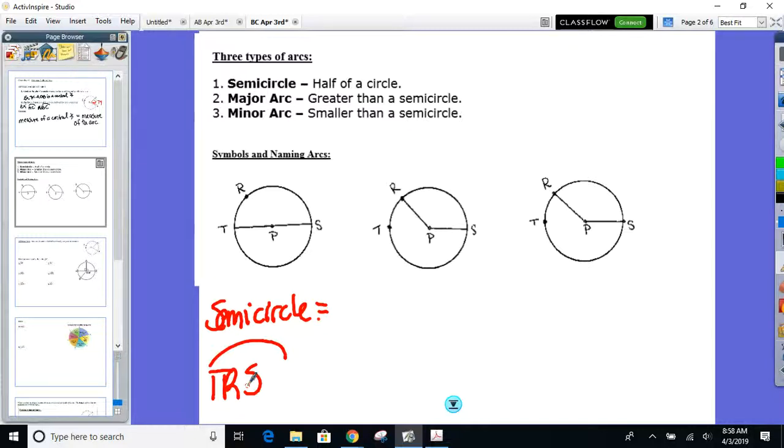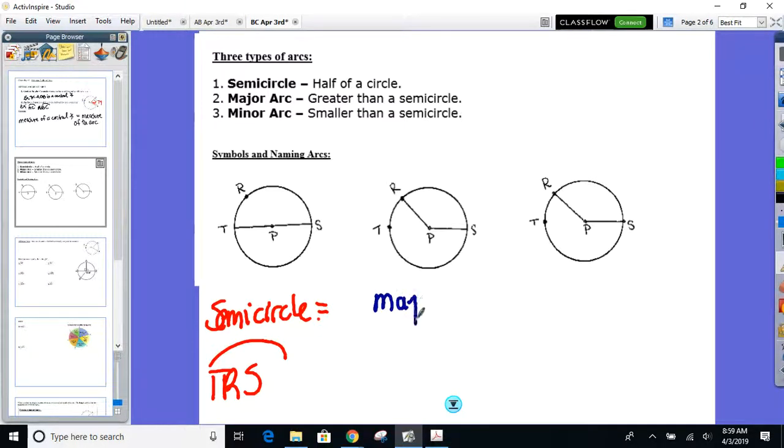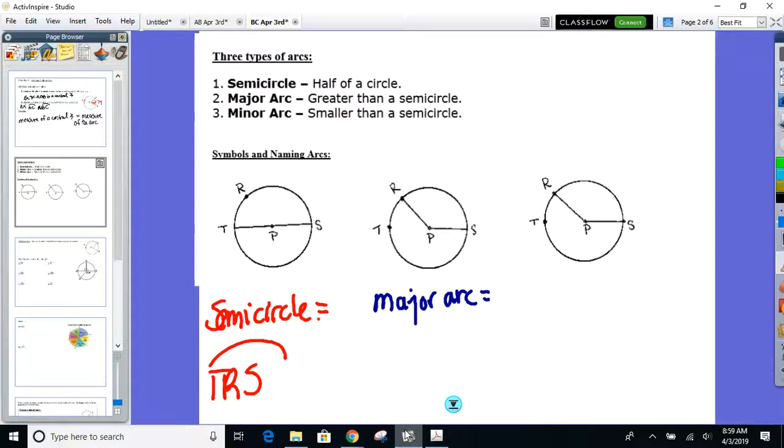What if the arc's bigger than a semicircle? I call it a major arc. Major arc. Something bigger than a semicircle. So let me go to this diagram now. I need somebody to get me a major arc here. Something bigger than a semicircle. RTS. That's a good major arc right there. RTS. Yep. So major arc, bigger than a semicircle.